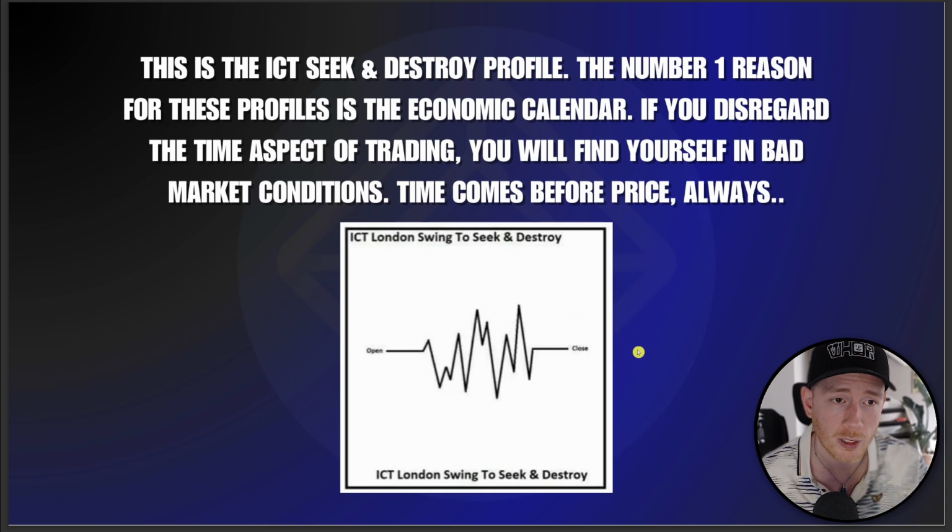And the number one reason, like I stated earlier as well, is that the economic calendar has so much to do with this. So think about when there's a bank holiday, when there is a massive range previous day, and then price needs to consolidate to build up orders as well. That's also when it can consolidate. Always look at the economic calendar as your roadmap and when to trade or when not to trade. If you do not take into account time, you will not be trading in the best market conditions possible. Time comes before price always.